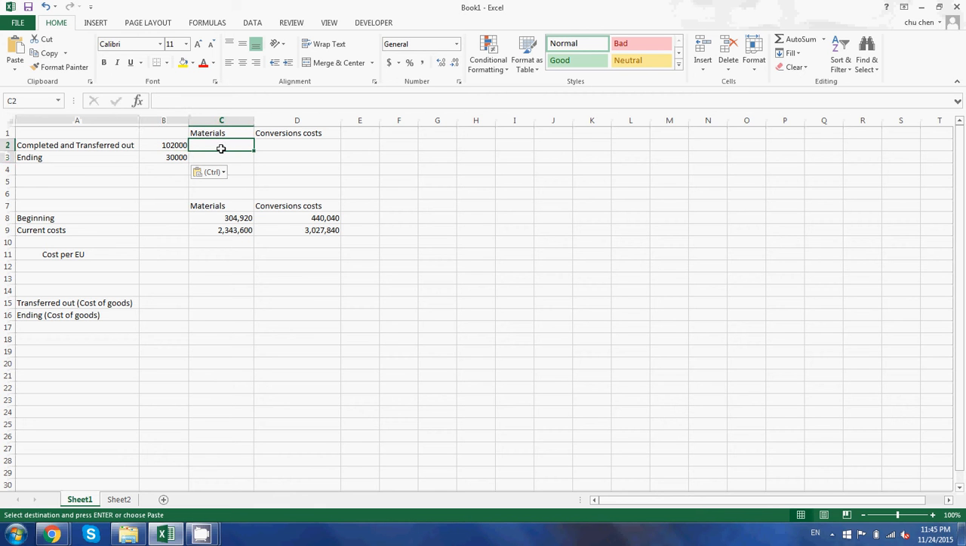Now we need to follow the schedule here, the percentage. For the transfer out, we know that it's 100% completed, so we just need to follow that. Bring the 102,000 over here and bring that over here. For materials and for conversion costs, they're all 100% completed. For the endings, it's actually 30,000. For the materials part, we know that it's 80% completed.